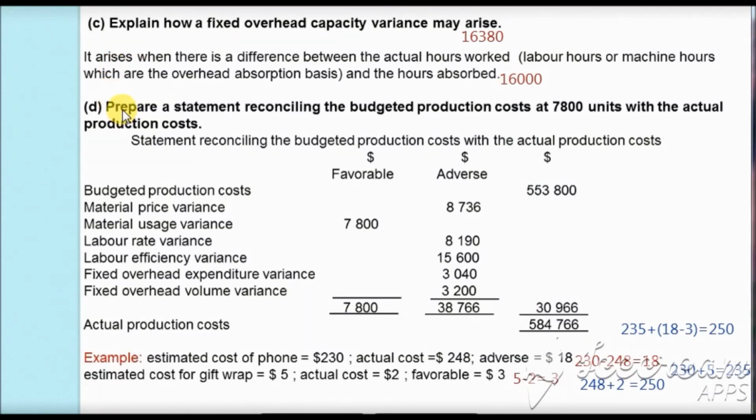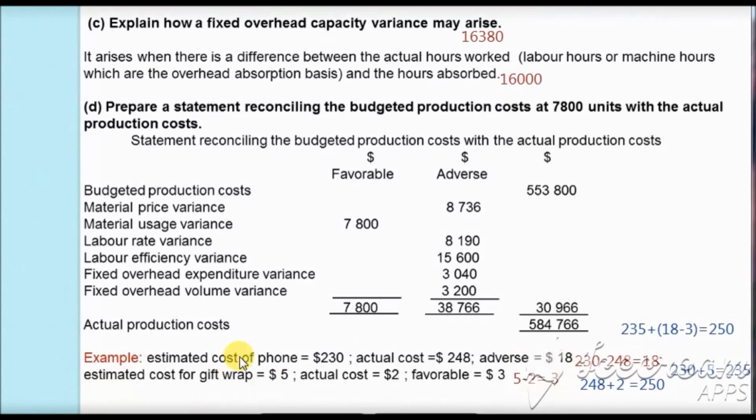Then in the last part of the question, we are asked to prepare a statement reconciling the budgeted production cost at 7,800 units with the actual production cost. For this reconciliation, I'll give you a simple example. Suppose you want to buy a phone for your mother and the cost was $230. Whereas when you went to the dealer, he said the actual cost is $248. So the difference between this 230 and 248 is the $18, which will be the adverse variance for you, because this will have an adverse effect on your savings. You have to pay $18 more.